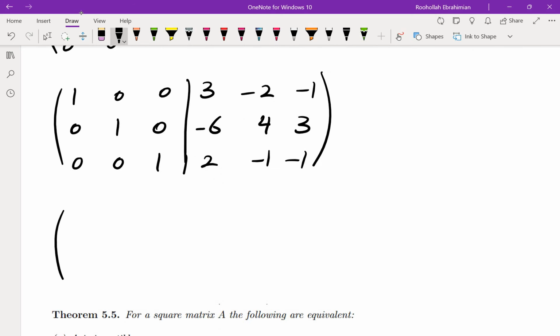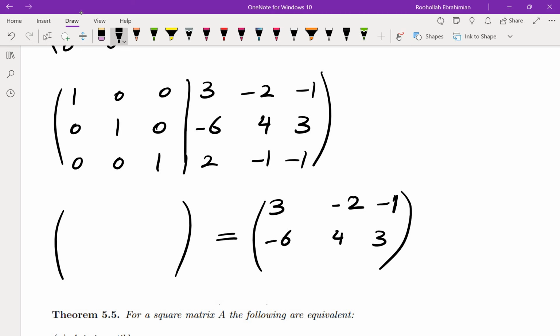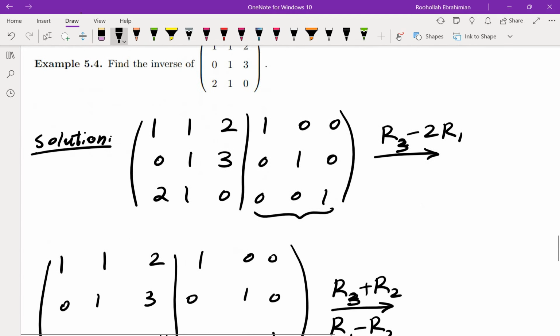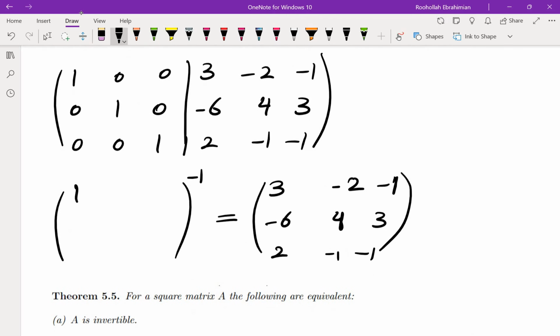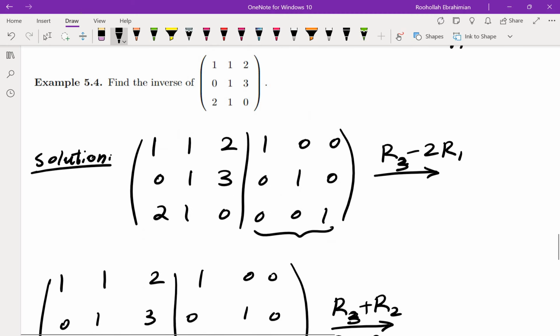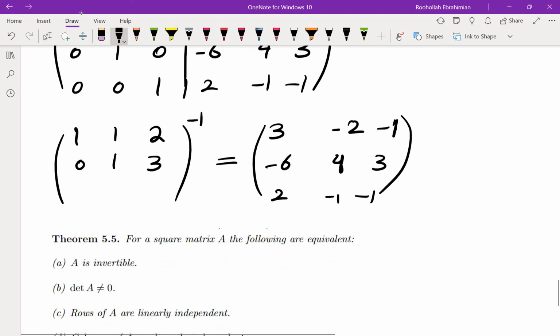So the inverse of the given matrix is 3 negative 2 negative 1, negative 6 4 3, 2 negative 1 negative 1. That's the inverse of the original matrix that they gave us: 1 1 2, 0 1 3, I believe, and then 2 1 0.